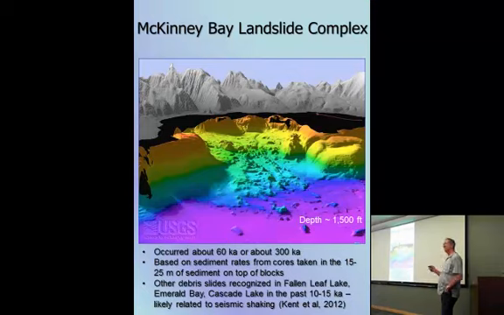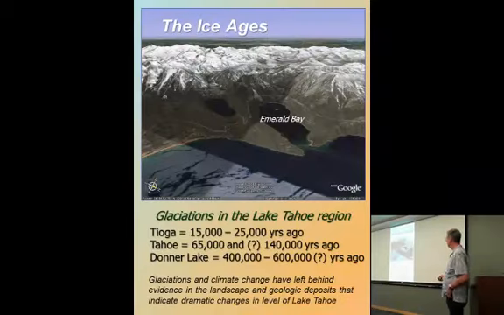So people have been looking around East Shore looking for tsunami-like deposits, and they're there. I know they're there. As I pointed out earlier, other debris slides are recognized at Fallen Leaf Lake, Emerald Bay, and Cascade Lake, and these things were happening 10, 15,000 years ago. So again, they're probably related to seismic shaking. It's a small slide thing.